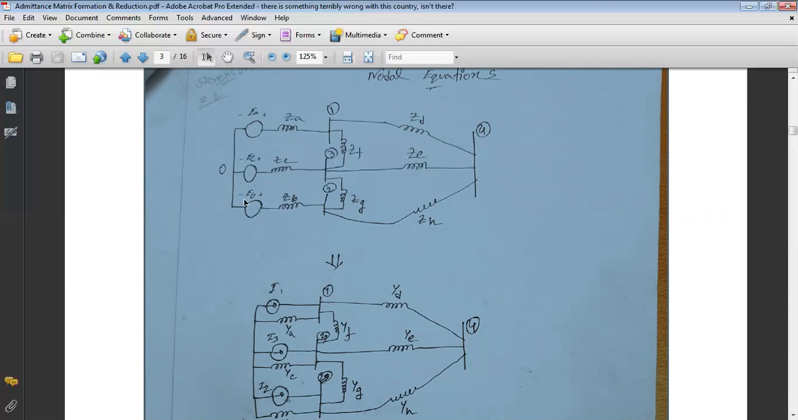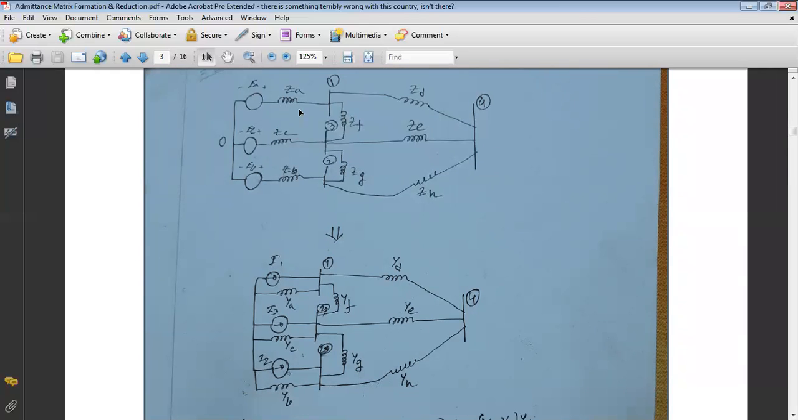So EA is converted to I1, that is the current source of bus 1, and ZA, that is the series impedance of generator 1 or voltage source EA, is now converted to a parallel branch admittance, that is YA.